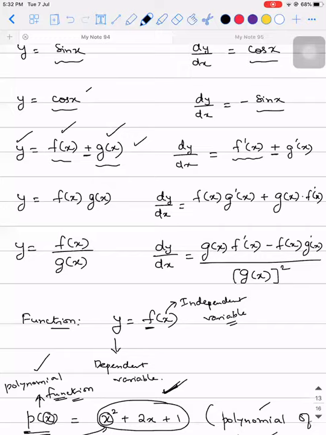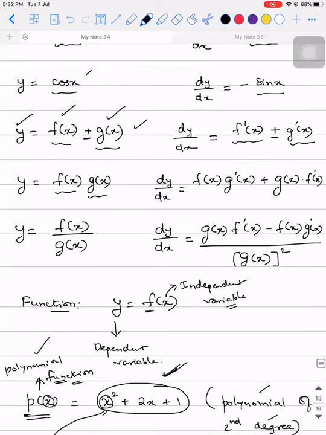Derivative of f of x plus or minus derivative of g of x. That's it. So, derivative of f of x into g of x. How do you write it? You will read it as f of x into derivative of g of x plus g of x into derivative of f of x. Very good. So this rule is called the product rule.